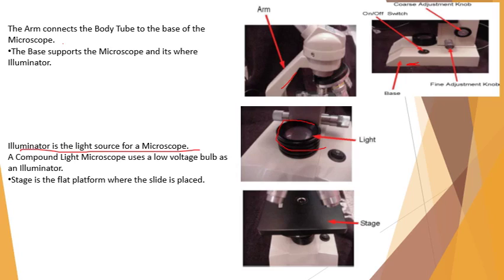This pictorial view enhances the beauty of the different components of the microscope. So you clearly see the electric lamp or illuminator here. A compound light microscope uses a low voltage bulb as an illuminator. The next is the stage. Here we have a stage. This one is a stage, and it is used to place the slide. The stage is a flat platform where the slide is placed.